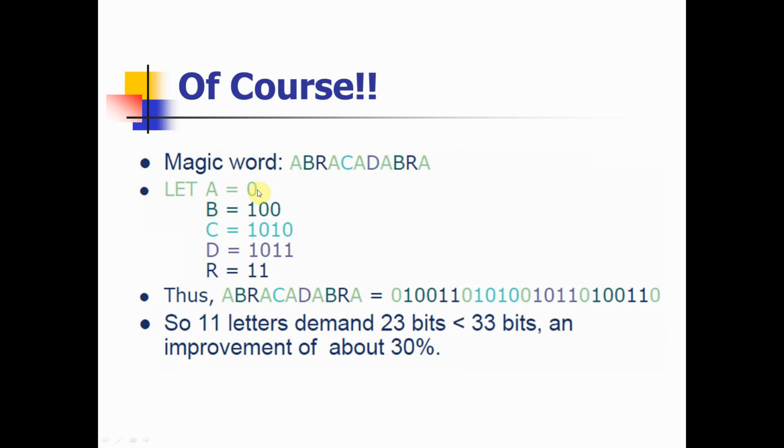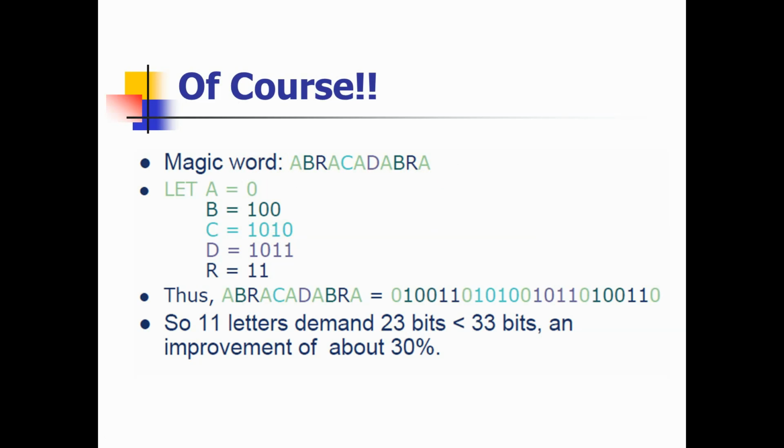However, take a look at the better example. A is using only 1 bit. R uses 2 bits. B is 3, C and D are 4 bits. By doing this, one thing you may notice is that if we use this mapping on the magic word, we would get this string which requires only 23 bits. Previously we saved from 88 to 33, and now it's only 23 bits.